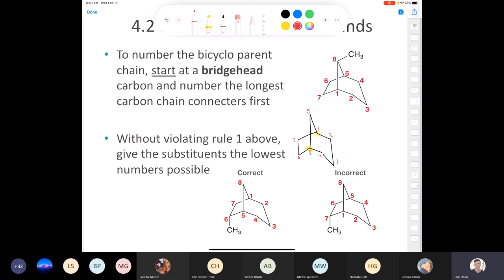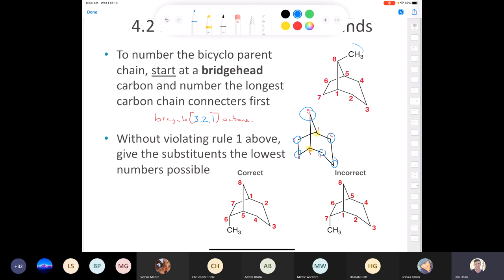The total number of carbons that we have in here is 1, 2, 3, 4, 5, 6, 7, 8. So this must be some kind of bicyclooctane, right? And if we look at the bridges, we have 1, 2, 3 carbons in this bridge. So we have a 3 here. We have 1, 2 carbons in this bridge. And then we only have 1 here. So it's 3, 2, 1. Bicyclo[3.2.1]octane.